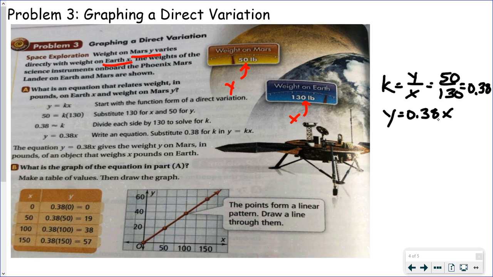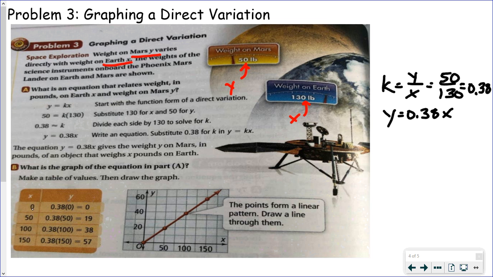So x is an independent variable. It's what you plug in. And y is the dependent variable. So your weight on Mars depends upon what your weight on Earth is. So for the independent variables, you can just pick values. So these x values in this table, they just picked them. They said, okay, let's use 0, 50, 100, and 150. And then let's plug those in. So that means multiply them by 0.38, and that'll give us our y values.